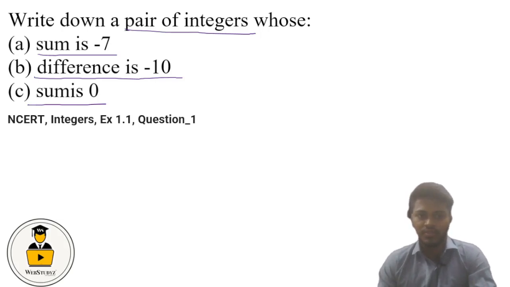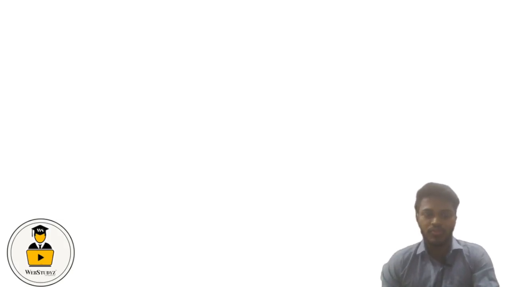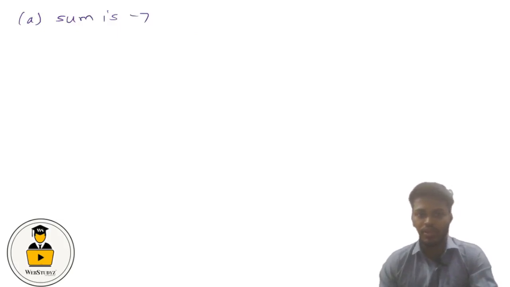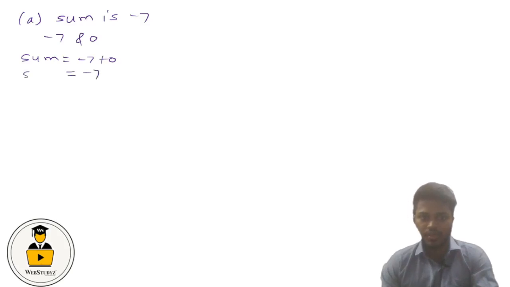So let us consider the first, where we want the sum to be minus 7. We can consider two integers, like minus 7 and 0. If we find the sum of these two integers, it will be minus 7 plus 0, which will give us minus 7. And we want the sum to be minus 7. So we can say that one pair of integers is minus 7 and 0.